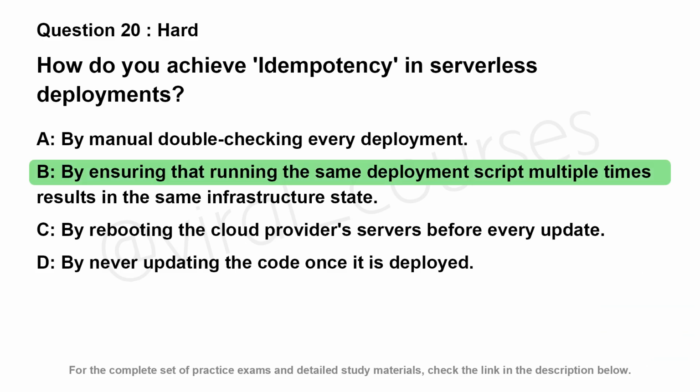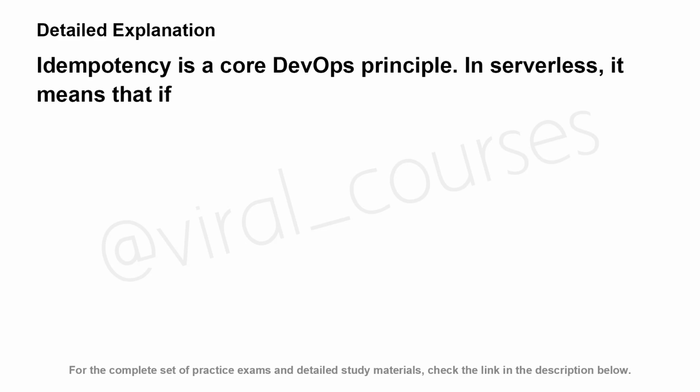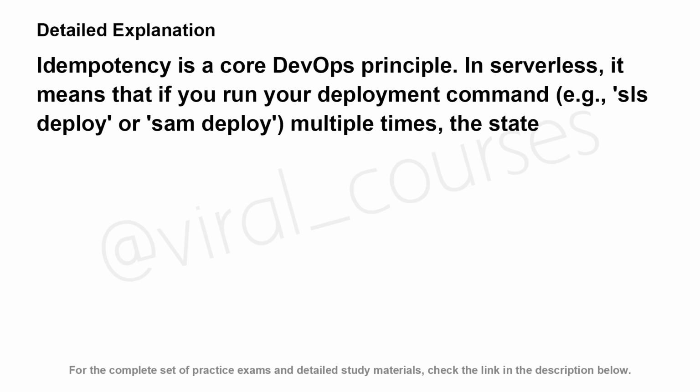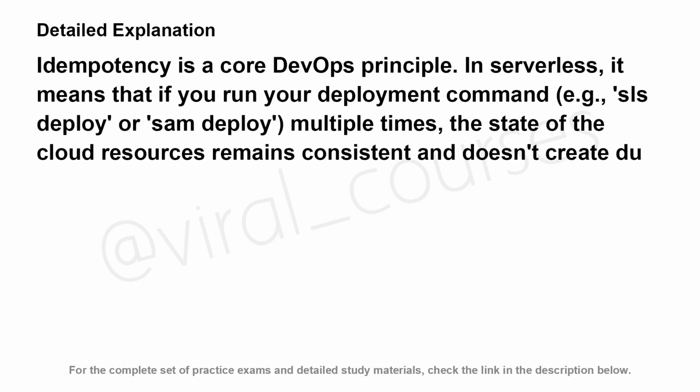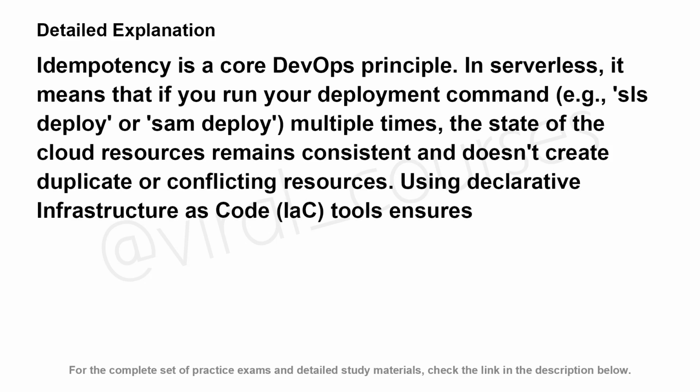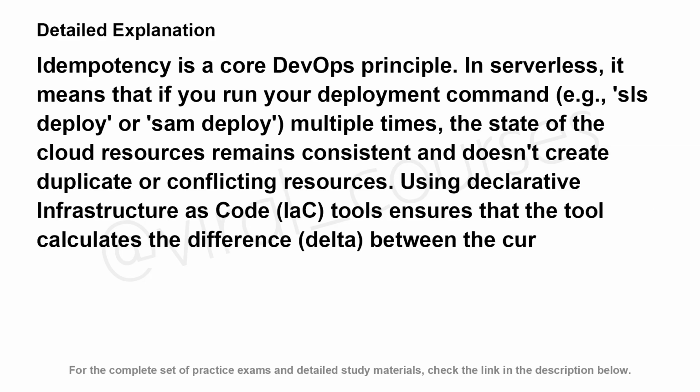The correct answer is B. Idempotency is a core DevOps principle. In serverless, it means that if you run your deployment command, e.g., SLS deploy or SAM deploy, multiple times, the state of the cloud resources remains consistent and doesn't create duplicate or conflicting resources. Using declarative infrastructure as code, IaC, tools ensures that the tool calculates the difference, delta, between the current and desired state.